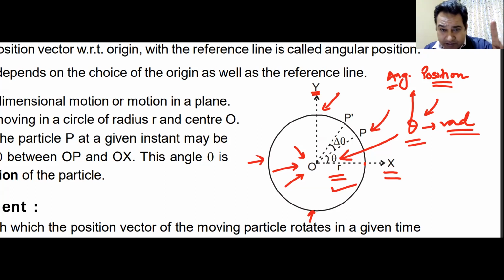Now the second term is, let us first write this. So I'll give you a minute to draw this diagram. You write this angle theta. This angle theta is angular position, and the definition of angular position goes like this. I'll read out the definition for you.